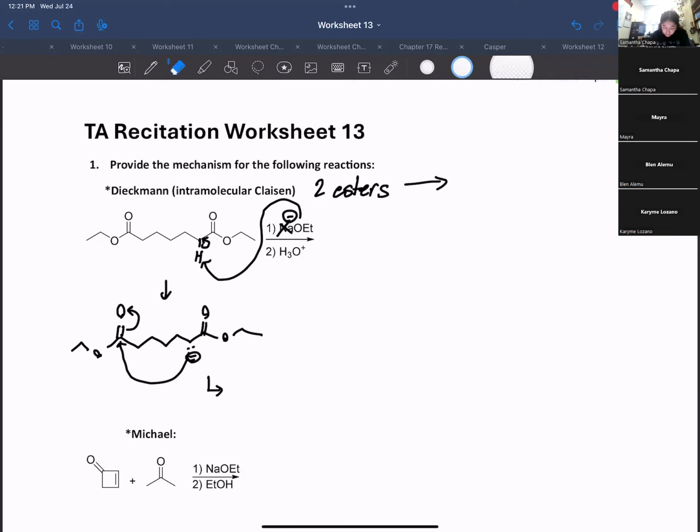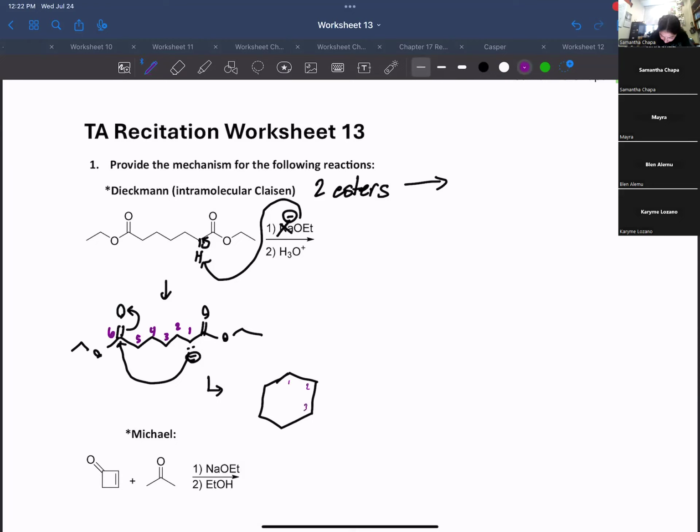Oops. Yeah, I started drawing it as a linear compound, but as soon as you attack from here, you are making a cyclic compound. So with Dieckmann's, you're always going to have a cyclic compound in your product. Then what you have to do, I like to number for my nucleophile all throughout the compound until I get to my electrophile, which is my carbonyl carbon. And so I stop at that number and I see that there's going to be 6 carbons in my product for this step. A 6 carbon cyclic molecule.